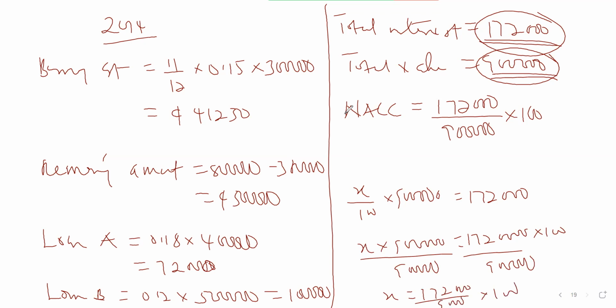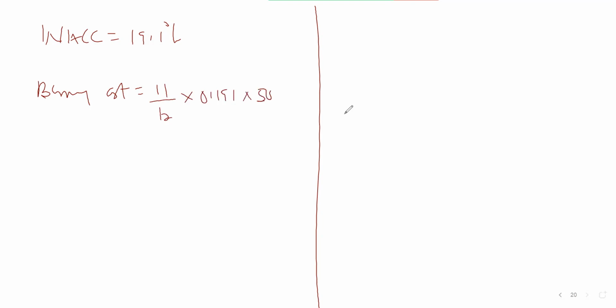All right. So let's come to, what is the WACC? 19.1. Okay. So this is the WACC that we are going to apply on the part of the loans that was used to finance the project. So the borrowing cost relating to that particular portion will be 11/12 times 0.191 times the 500,000. Am I correct?